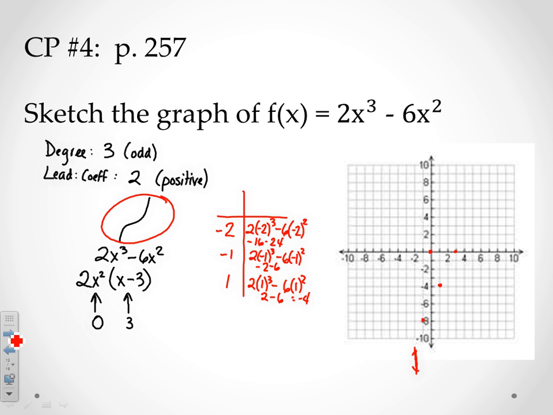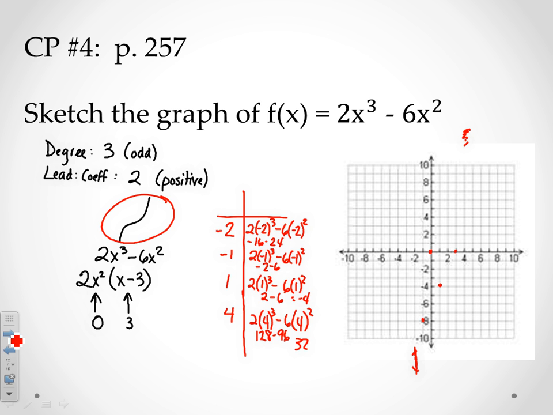And then let's pick one that's on the outside. Let's go with 4. So 2 times 4 cubed. Well, 4 cubed is 64, times 2 is 128. And then 6 times 16 is 96. So that one's going to be roughly 32. Again, it's going to take off and end up way up here in the boonies.